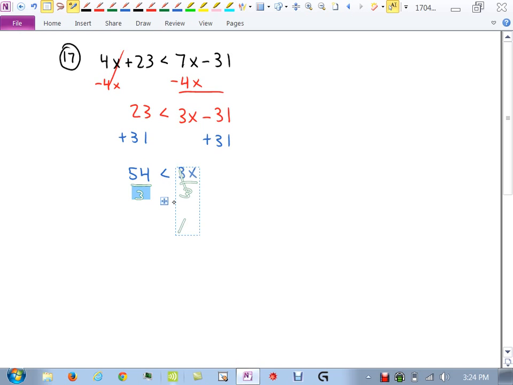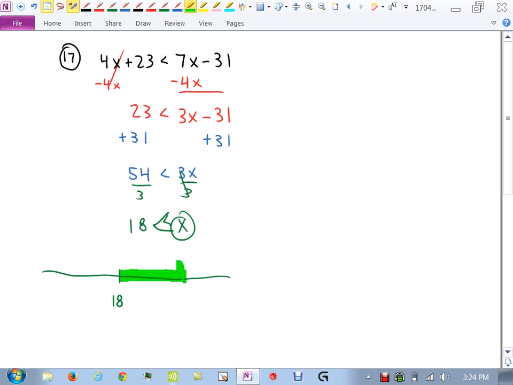X, oh, whoa, what's going on? Doesn't like me today. Greater than, let's see, 3 goes into 54 eighteen times. And now on a number line, if this is 18, my x's are bigger than 18, so to the right of 18. I do not want to include it, so parentheses or open circle to the right like this.